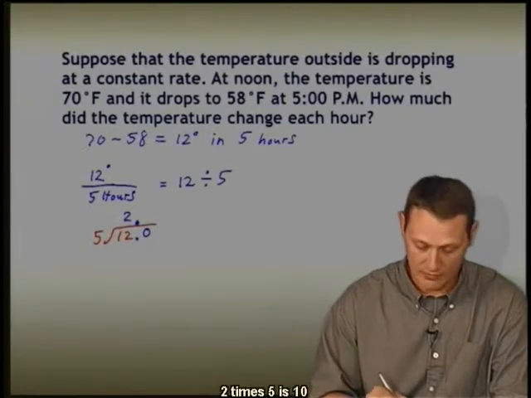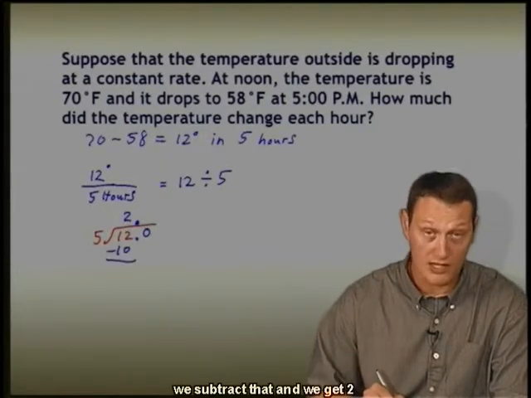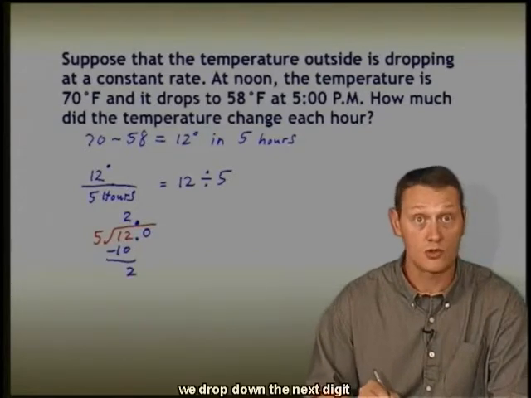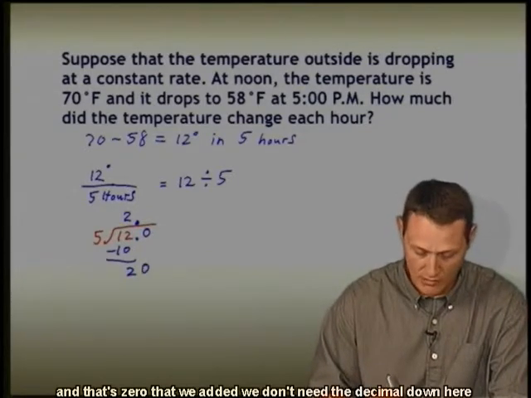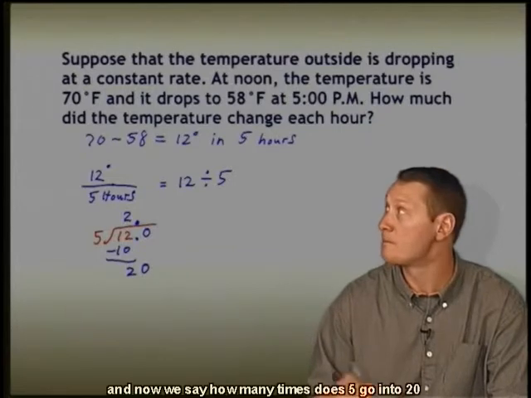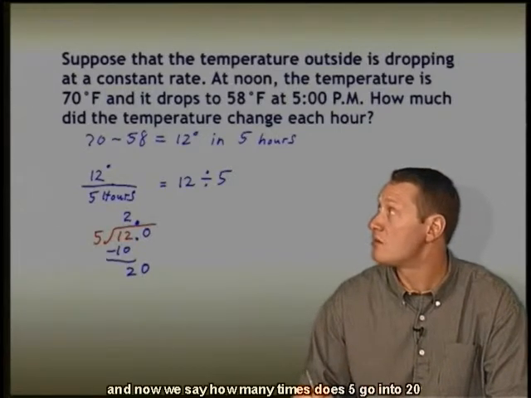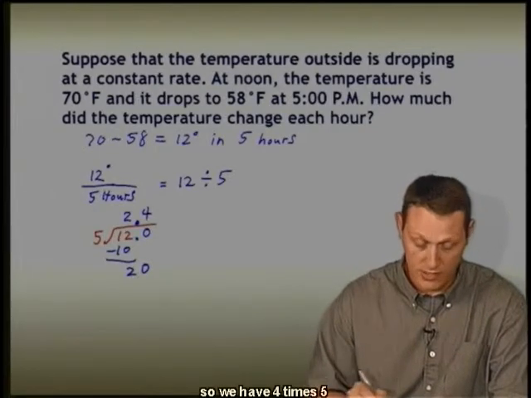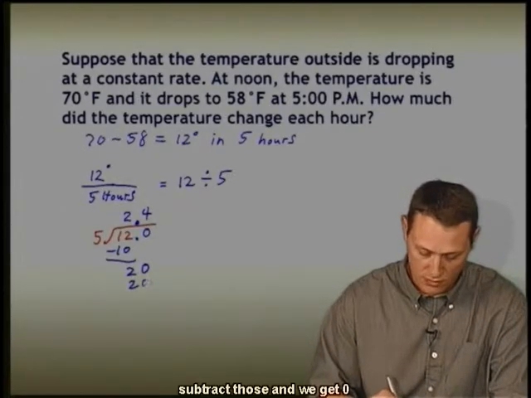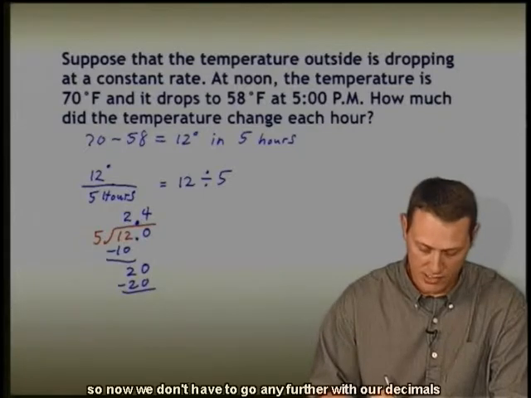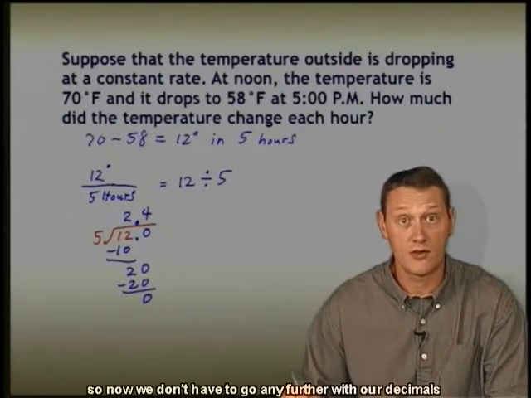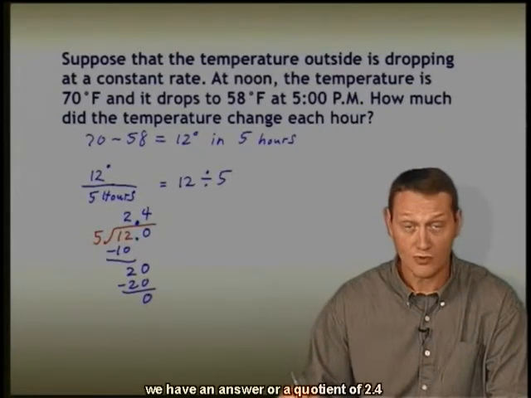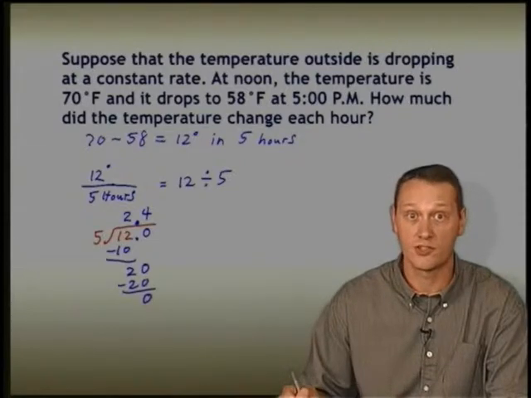2. 2 times 5 is 10. We subtract that, and we get 2. We drop down the next digit, and that's the 0 that we added. We don't need the decimal down here. And now we say, how many times does 5 go into 20? Well, that is 4. So we have 4 times 5 is 20. Subtract those, and we get 0. So now we don't have to go any further with our decimals. We have an answer, or a quotient of 2.4.